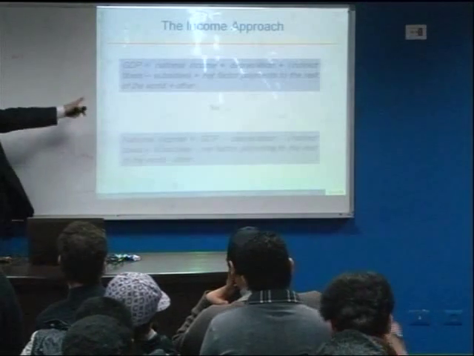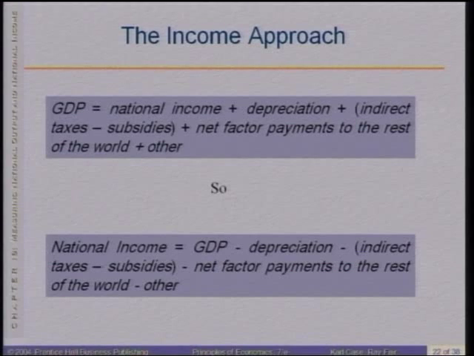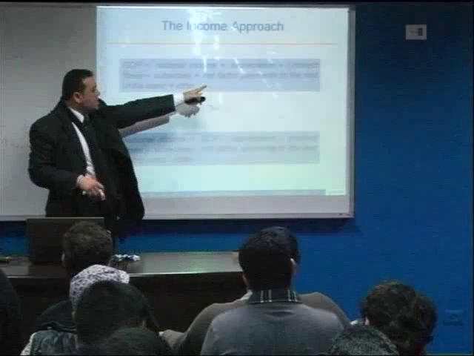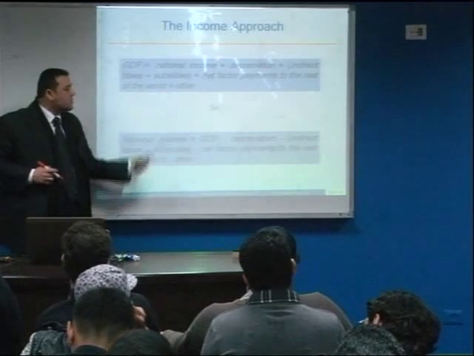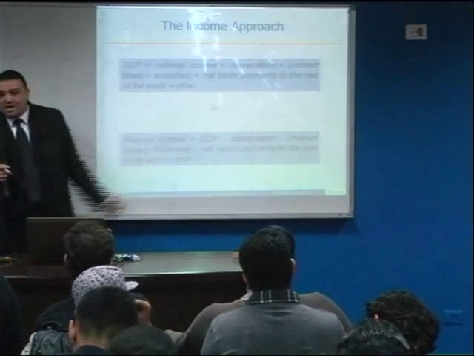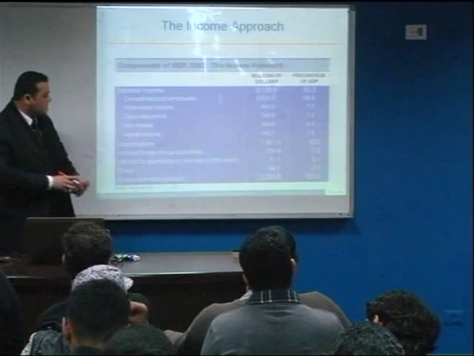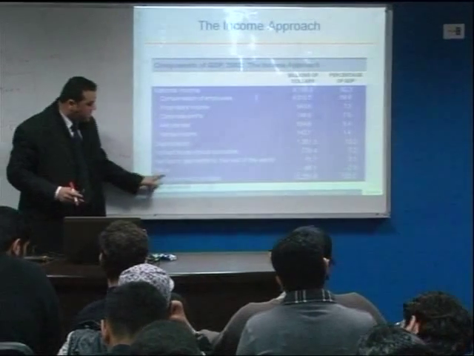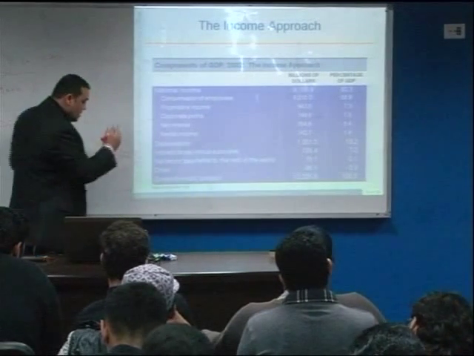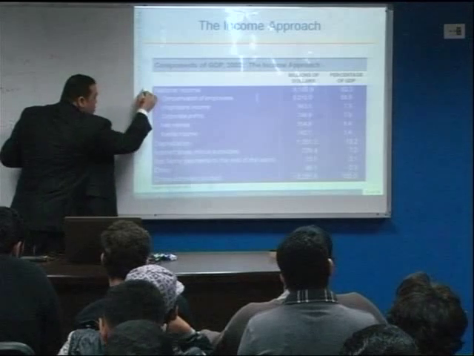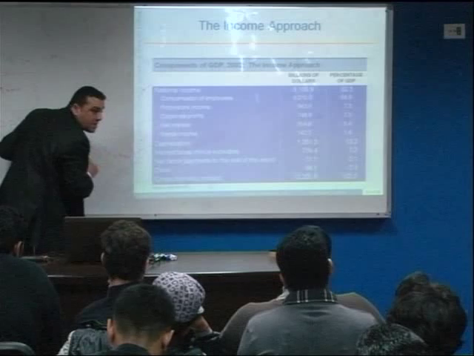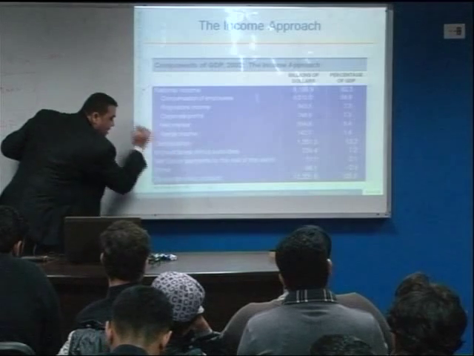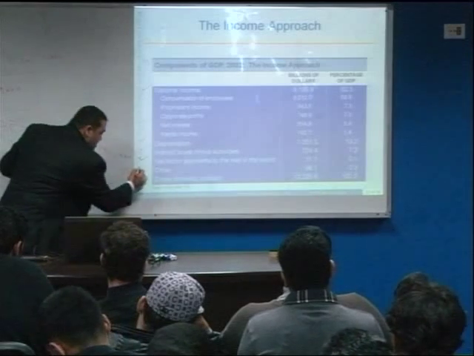let's come back to the formula. GDP equals the national income plus the depreciation plus indirect taxes minus subsidies plus the net factor payments to the rest of the world plus the others. So let's come back to the exercise. So as you see, the gross domestic product equals what? National income plus depreciation plus indirect taxes minus subsidies plus the net factor payments to the rest of the world plus the others, right?